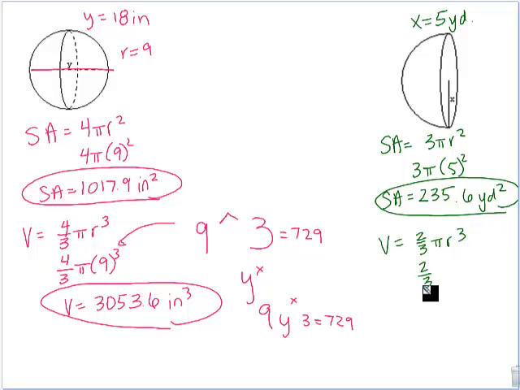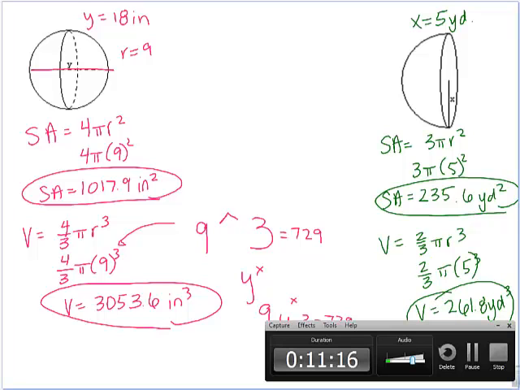And then the volume formula is 2/3 pi r cubed. So 2/3 times pi times 5 cubed. So when we take 2/3 times pi times 5 cubed, we end up getting a volume of 261.8 yards cubed. All right, and once again, you would have to use the correct button to cube these values on your calculator. So that is surface area and volume of cylinders, cones, spheres, and hemispheres.